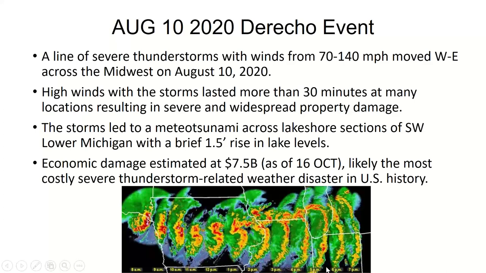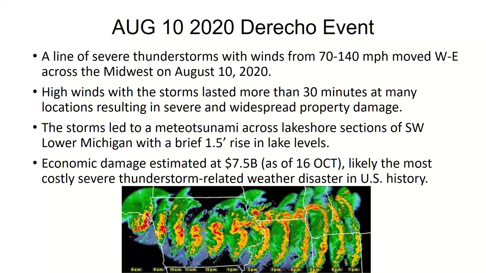As the line moved to the east, because of the pressure differential and the winds out ahead of the event, it led to a meteotsunami event across lakeshore sections in southwestern lower Michigan, with as much as a 1.5 foot rise in lake levels. And of course, that's on top of already very, very high lake levels to begin with. So that was one of the last things that was needed in this case.